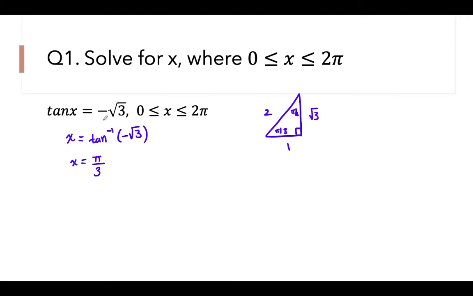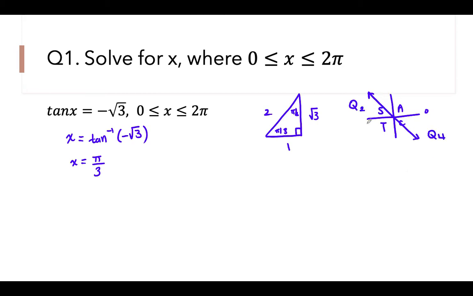Now, first things first, we understand that tangent is negative. So using the CAST rule, we need to figure out in which quadrant the tangent would be negative, because the domain is from 0 all the way, one revolution, until 2 pi. As you can see, tangent is going to be negative in quadrant 2, because only sine can be positive here, and quadrant 4. So we write quadrant 2 and quadrant 4.